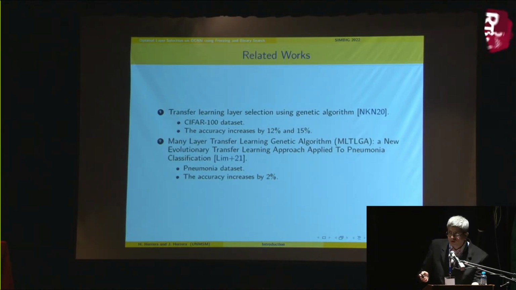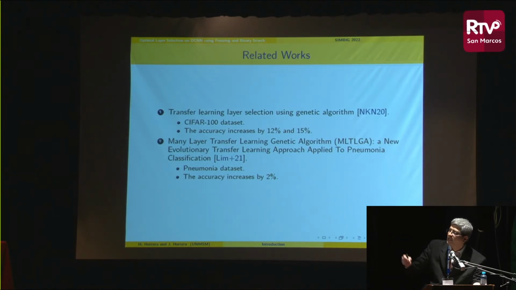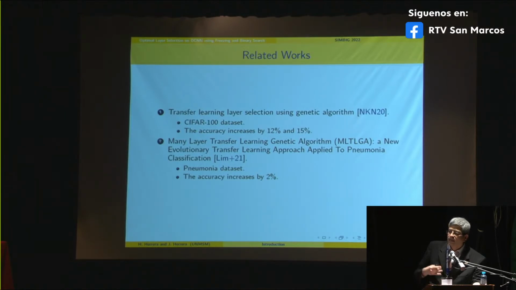In the related works, I'm citing Satsuki Nagai, he was the first one. He was working with the CIFAR-100 dataset, and the accuracy increased using genetic algorithms by 12 to 15%. After that, I found another related work on pneumonia classification. In this case, it's a pneumonia dataset. We have two classes of pneumonia, positive and negative, and the accuracy increases by 2%.